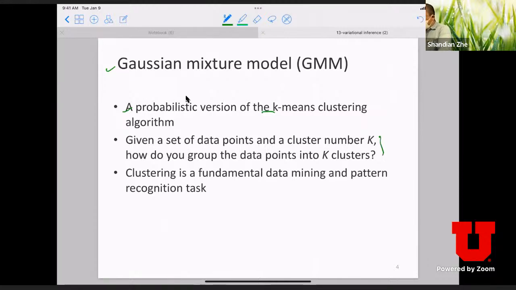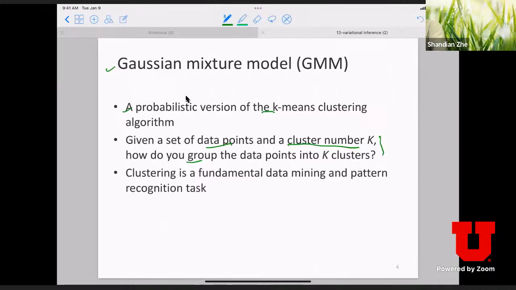Let me give a more formal definition of the clustering problem. Given a set of data points and a cluster number k, we want this set of data points to be clustered into 4 groups or 5 groups; usually you specify the number of clusters. Then the problem is how do you group the data into the k clusters? Which subset of data points should be viewed as cluster 1? Which subset should be viewed as cluster 2, and so on? Naturally, we believe that points within the same cluster should be close to each other, and different clusters should be separated.